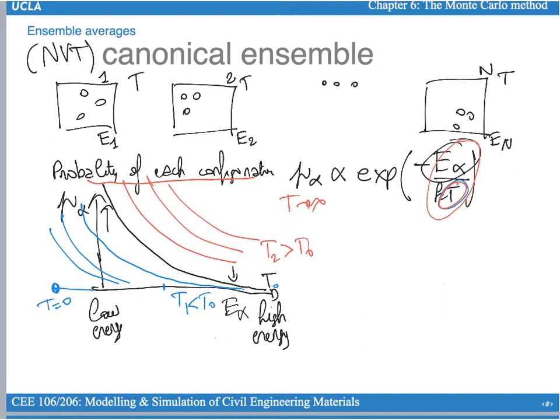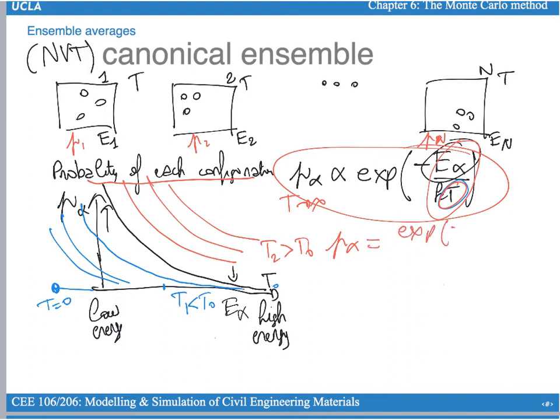Now since each of those configurations has a given probability, the way that you can calculate this probability is as follows. Based on the Maxwell relationship, the probability is proportional to exponential minus E alpha divided by kT. But we know that the sum of the probabilities has to be equal to 1. So what is the sum of all those probabilities? For the sum of all those probabilities to be equal to 1, you need to take each of those probabilities.